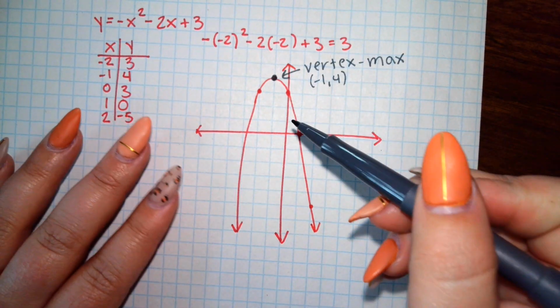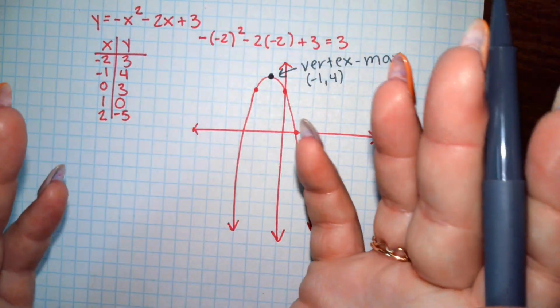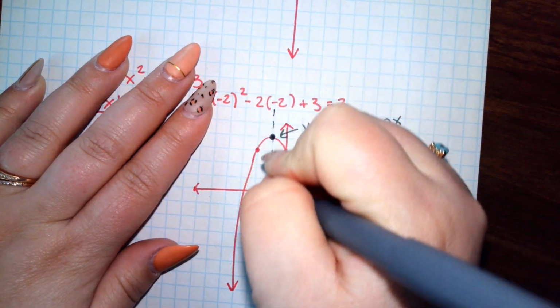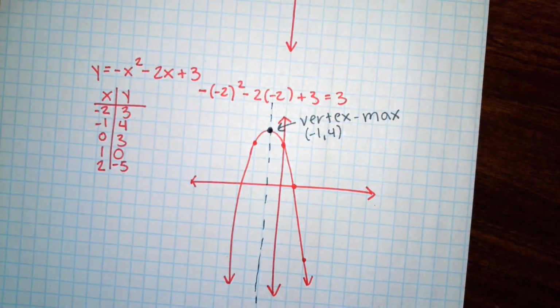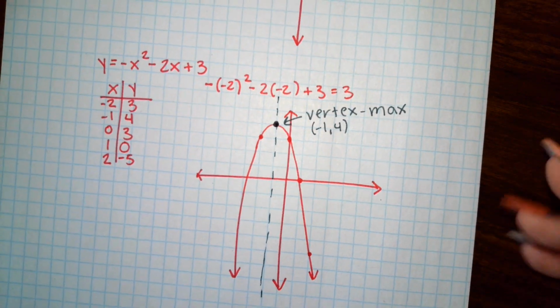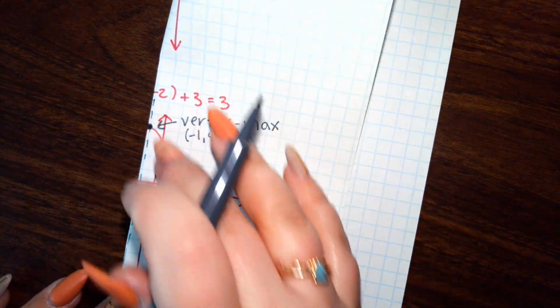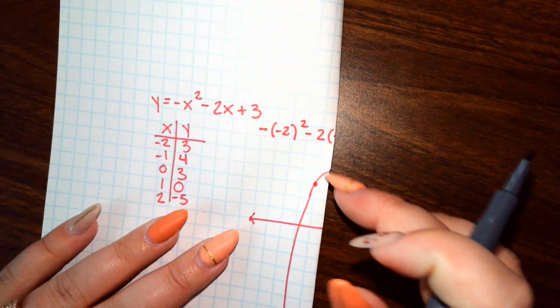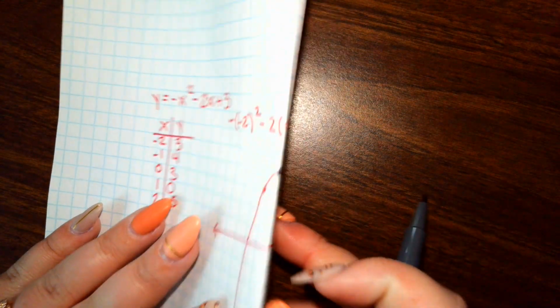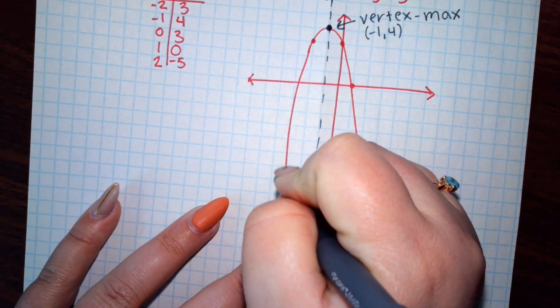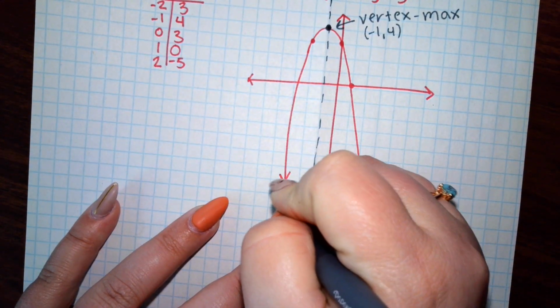So like I said earlier about our parabola being kind of like mirror images, we could draw a line through our vertex, and really we could fold this over on that line. And so half of our parabola is here, and the other half matches up perfectly through that line. We call that line the axis of symmetry.